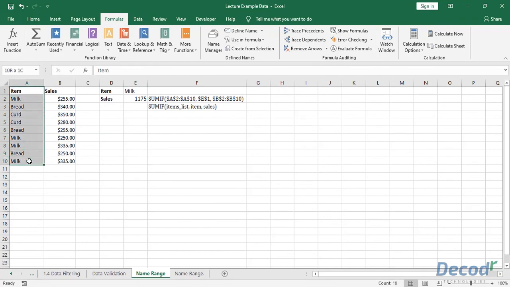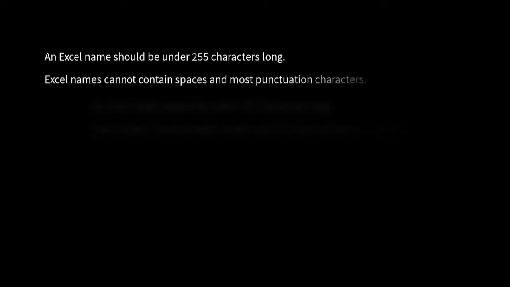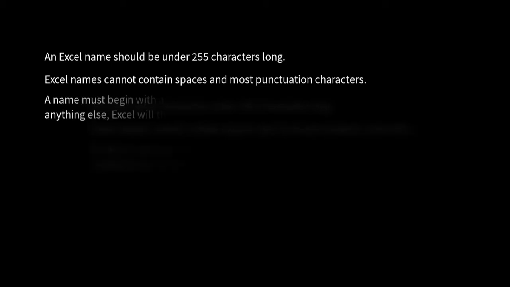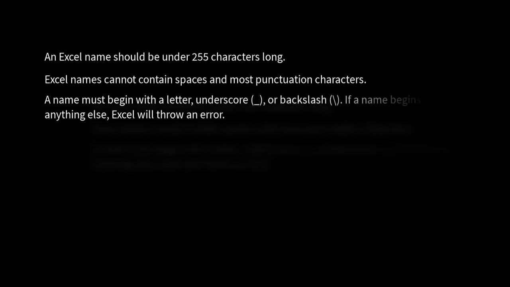When creating a name in Excel, there are a few rules that you need to remember. An Excel name should be under 255 characters long. I mean, it should not be beyond 255 characters. Excel names cannot contain spaces and most punctuation characters. A name must begin with a letter, underscore, or backslash. If a name begins with anything else, Excel will throw an error.